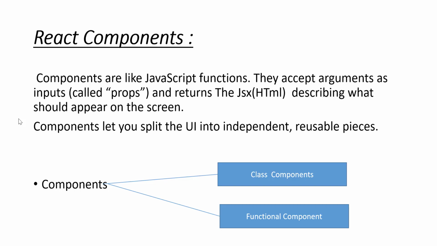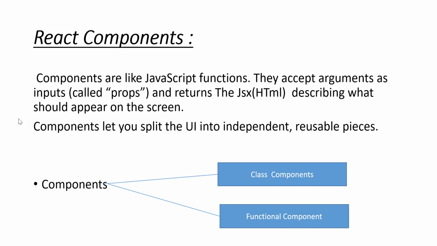In this video, we are going to see what a component is and what the different types of components present in React are. So we see what a component is from the React documentation. Components are just like a JavaScript function. They accept arguments. You already know that functions accept arguments as inputs. In the same way, React components also accept arguments. Those arguments are called props, and the component returns JSX or HTML as output.